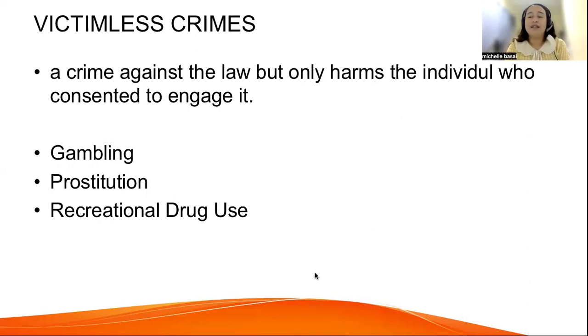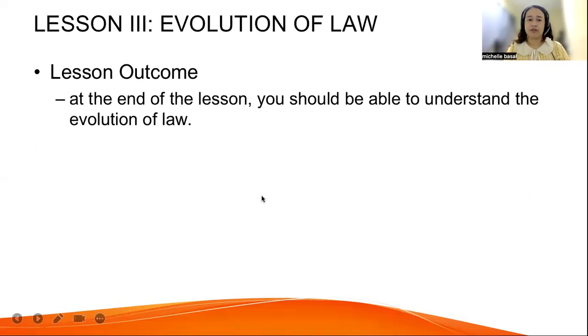So he cannot be both suspect and victim against himself, right? So this is actually a victimless crime. But this has to be regulated because, again, these acts are detrimental to society: gambling, prostitution, recreational drug use. Okay, now let's go to lesson 3.